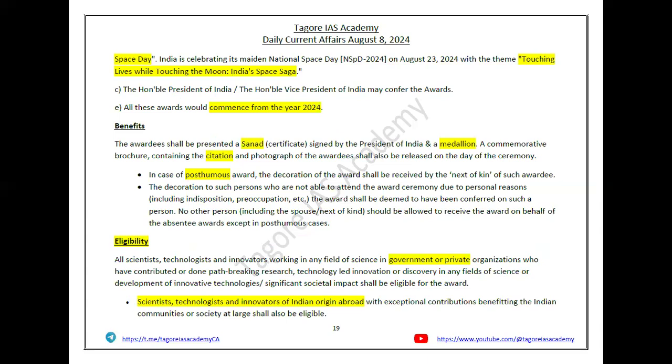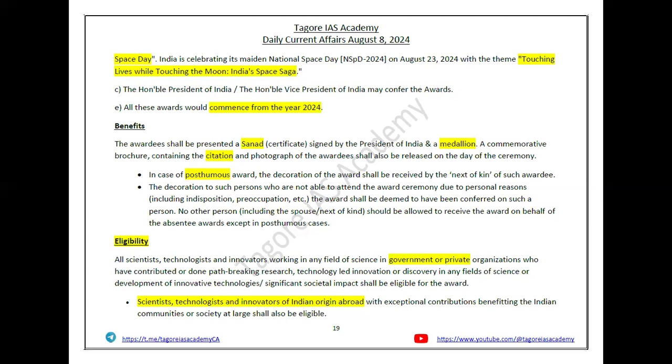Eligibility, as I said, गवर्नमेंट एम्प्लॉयज, गवर्नमेंट के साइंटिस्ट जैसे DRDO हो गया, इसरो हो गया, CSIR हो गया, और एनी अदर इंडियन एग्रीकल्चर रिसर्च इंस्टीट्यूट वगैरह हो गया. तो their scientists are also eligible. Private organizations are also eligible.